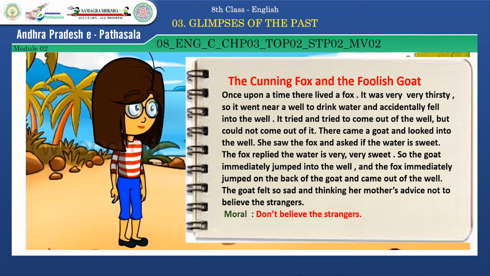There came a goat and looked into the well. She saw the fox and asked if the water is sweet. The fox replied, "The water is very, very sweet." So the goat immediately jumped into the well, and the fox immediately jumped on the back of the goat and came out of the well. The goat felt so sad, thinking of her mother's advice not to believe the strangers. The moral: don't believe the strangers.